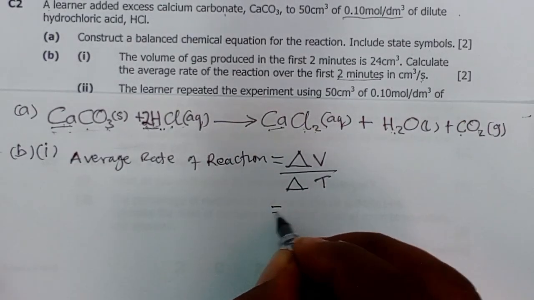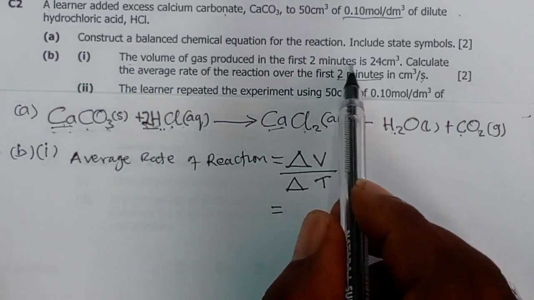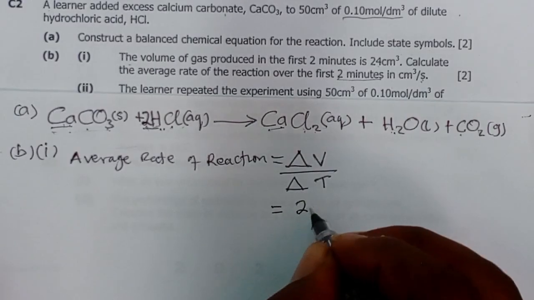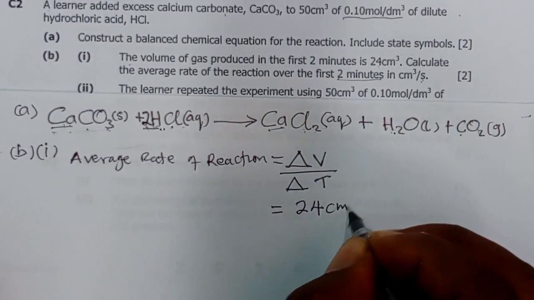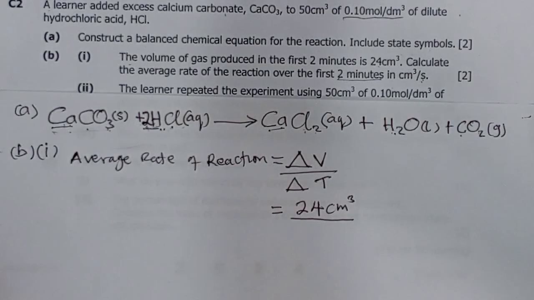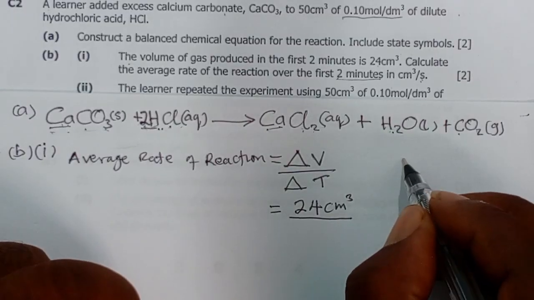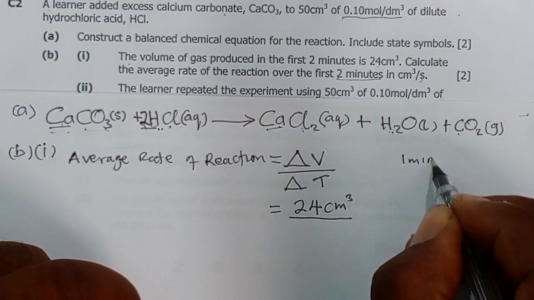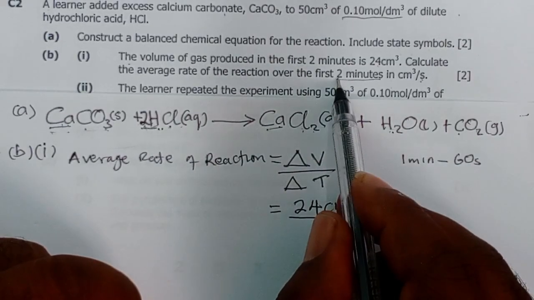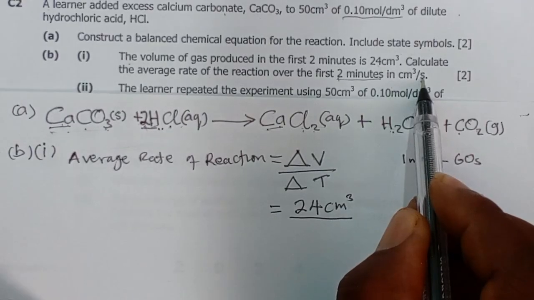So in this case, the volume of gas produced in the first 2 minutes is 24 centimeters cubed. So we have 24 centimeters cubed divided by time. The time is 2 minutes. Remember that 1 minute is equal to 60 seconds. I need to change these 2 minutes to seconds, according to the units we have been given there.